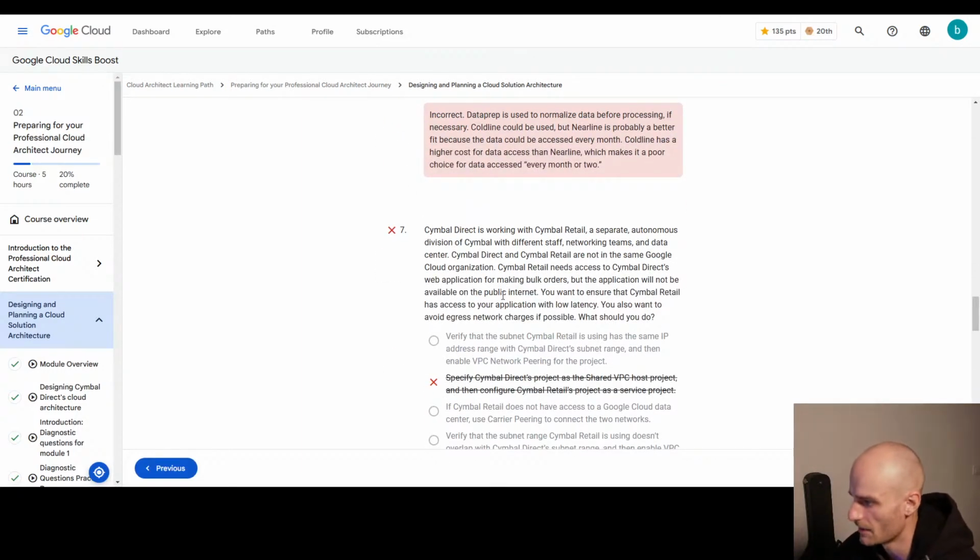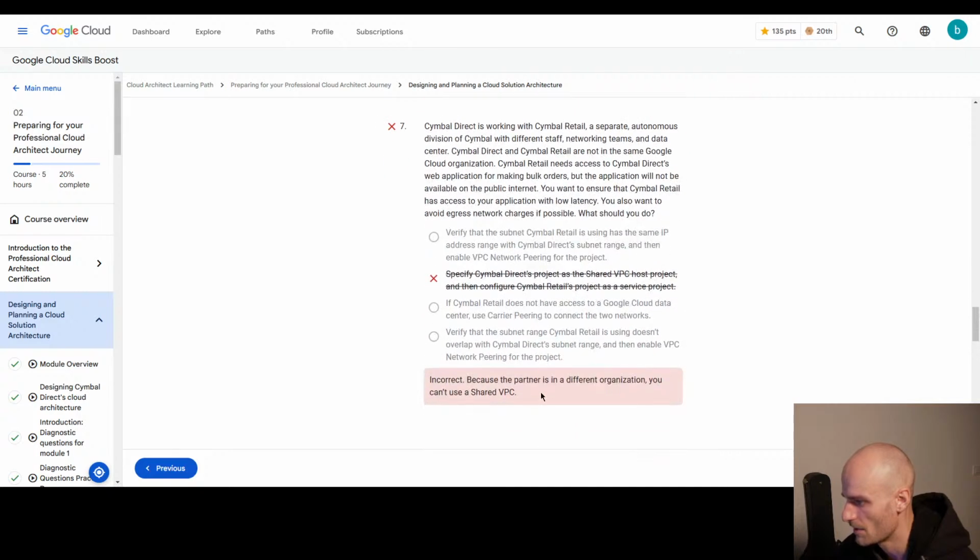Symbol Direct is working with Symbol Retail. Symbol Direct and Symbol Retail are not in the same Google Cloud organization. But it will not be available in the public. Because the partner is in a different organization, you can use a shared VPC. Okay.